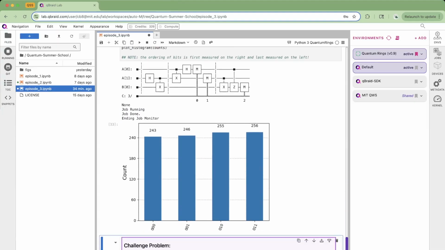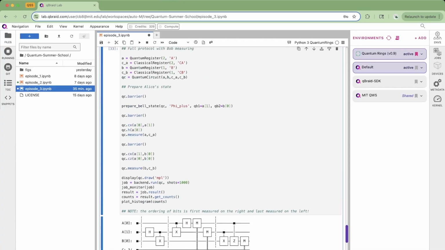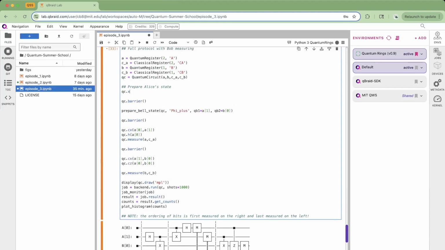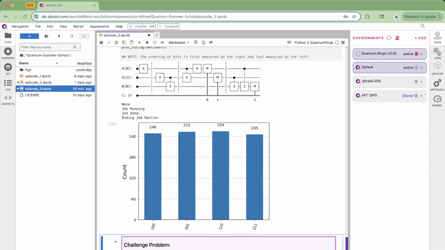And now remember the ordering of the bits. So this is going to be the least significant bit, and this is going to be the most significant bit. So Bob's measurement result is actually the leftmost bit. So we can see that over 1,000 times that we did this, Alice's measurement result is randomly 0 0, 0 1, 1 0, or 1 1, but Bob always measures 0. Now, you may be thinking, okay, well, maybe 0 is just special. You said I could teleport any state. So just as a proof of concept, we could also prepare the 1 state on Alice's qubit. And now Bob always measures 1.